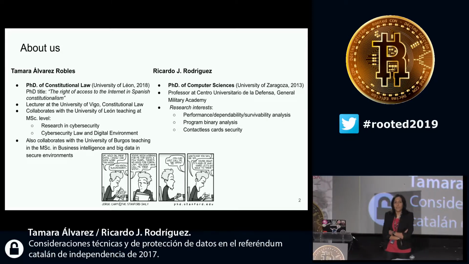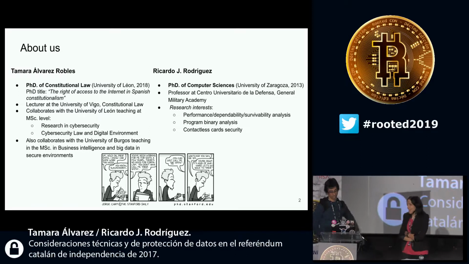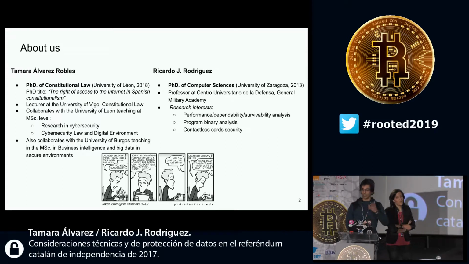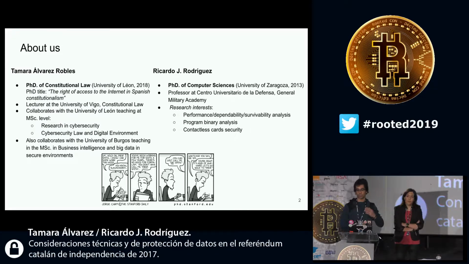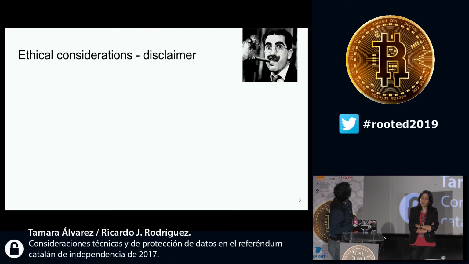I have a PhD in constitutional law, and I come from two universities, the University of León. Right now I'm working at the University of Vigo as a constitutional law teacher. I think that is the most relevant thing I could tell about me. The important guy is my colleague here. Not really important. I think that you all know me. I do have a PhD in IT by the University of Zaragoza. I work for the Ministry of Defense, and I do binary analysis and security in contactless credit cards.